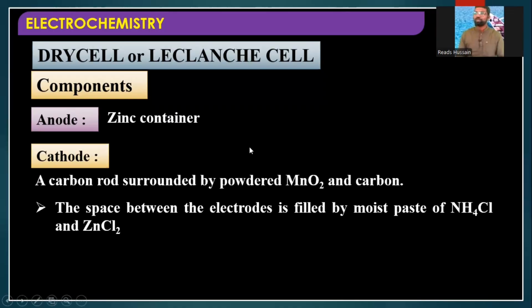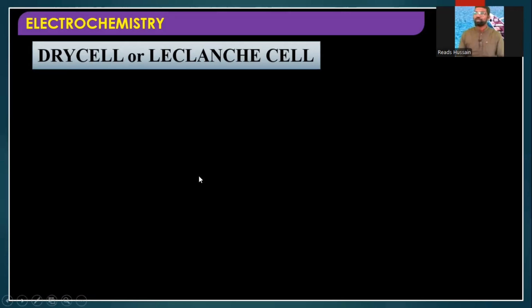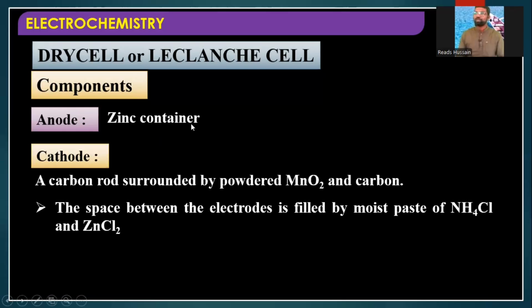What is the anode here? Here the anode is the zinc container. Zinc container means the outer surface of the battery itself acts as the anode. In the dry cell, the cathode is a carbon rod surrounded by powdered manganese dioxide and carbon. So the anode is the zinc container, the cathode is a carbon rod surrounded by powdered manganese dioxide, and the space between the electrodes is filled with a moist paste of ammonium chloride and zinc chloride.